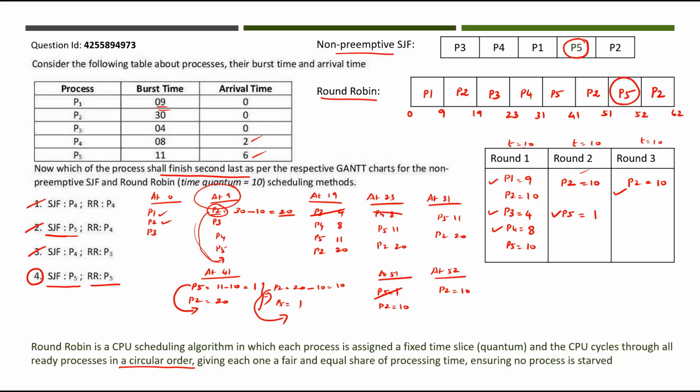Now just check the burst time. 10 plus 10 plus 10. The 30 burst time is split into 3 rounds. Just take P5, 10 plus 1. It is split into 2 rounds. So this is how we will be working with round robin and non-preemptive SJF.